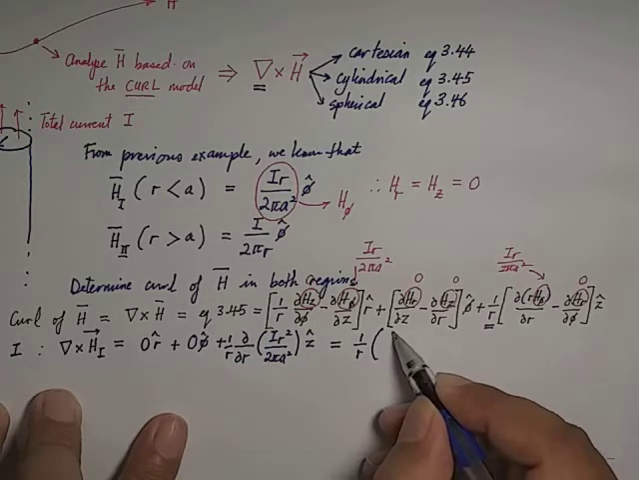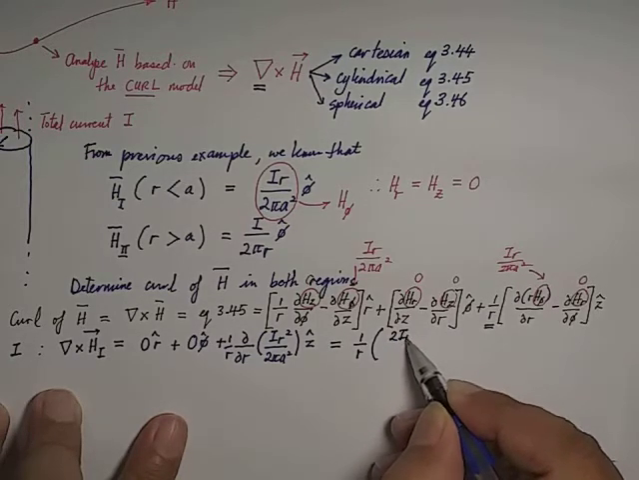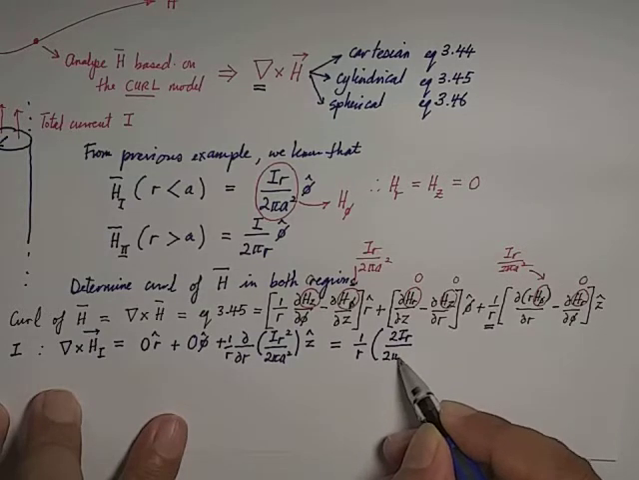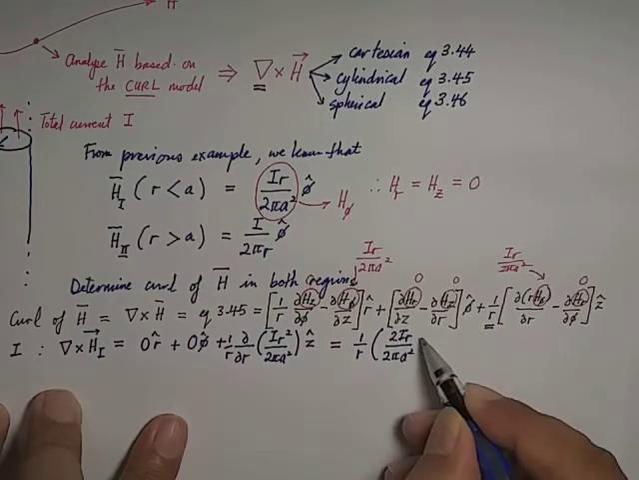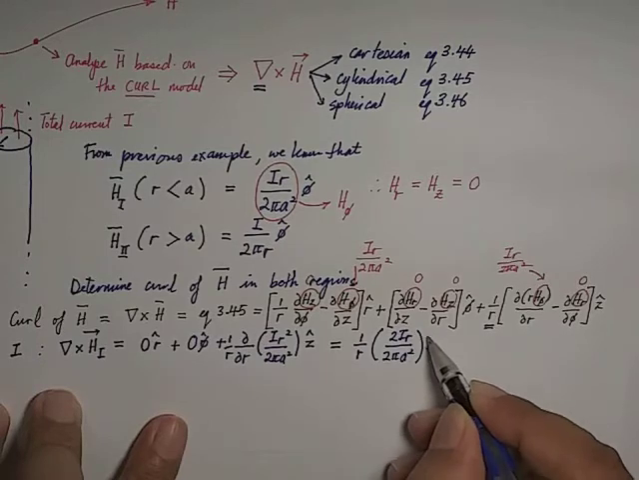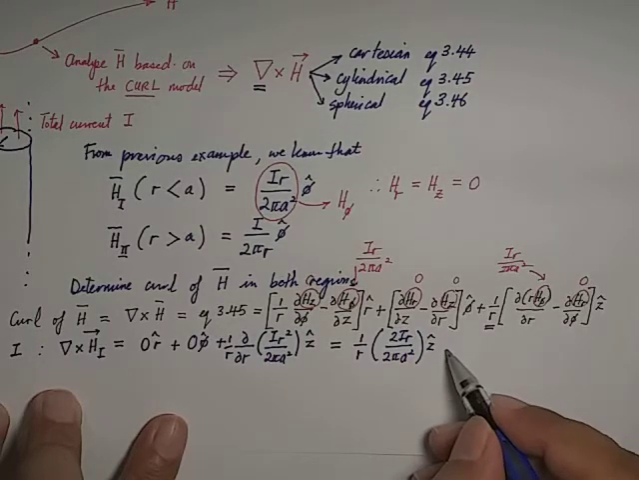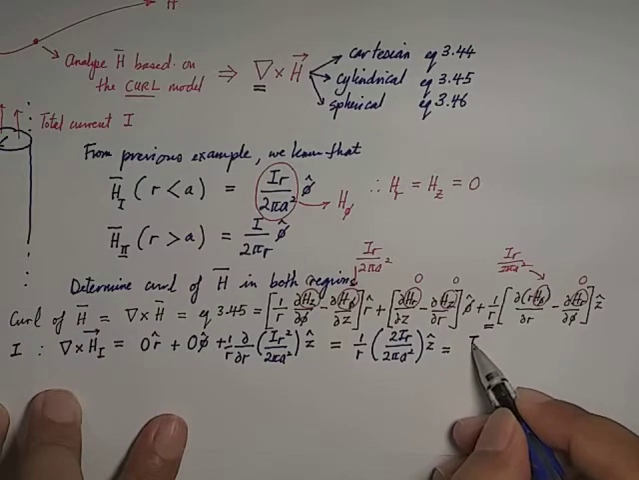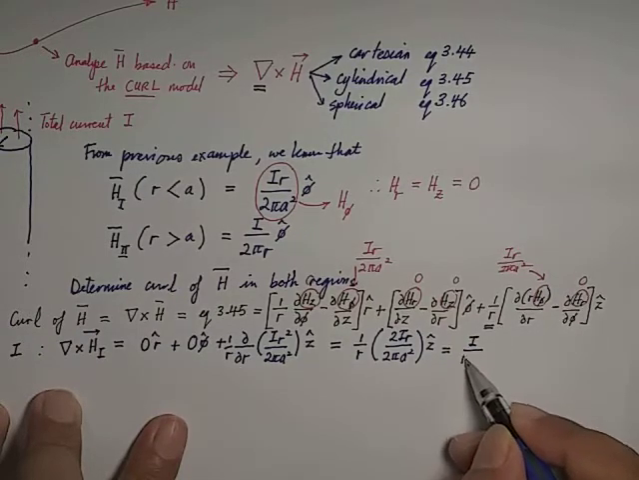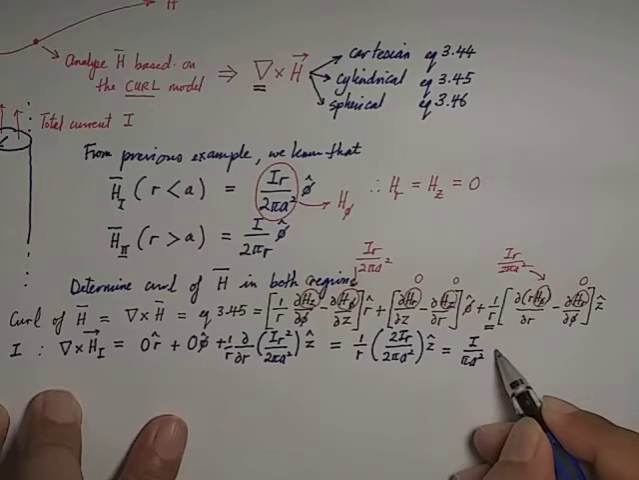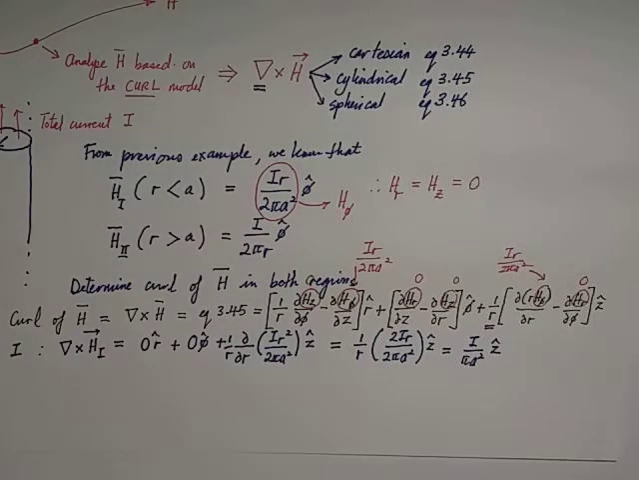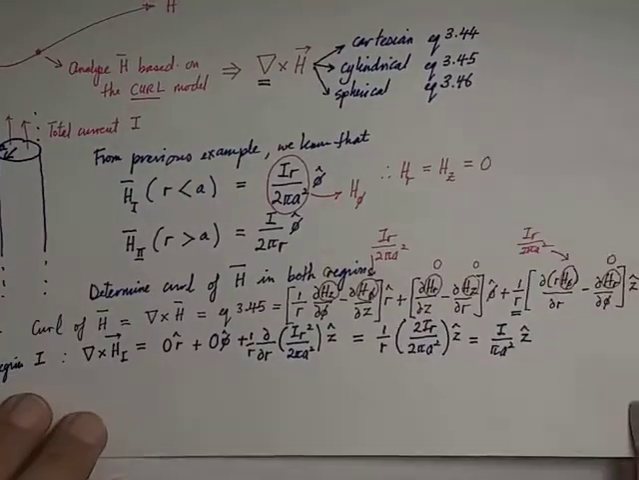Okay, 2 pi r divided with what? 2 pi a squared in which directions? Z directions. And then it's going to be equal to what here? Equal to I over pi a squared in Z directions. Okay, that should be the solution of the curl model for region number 1.